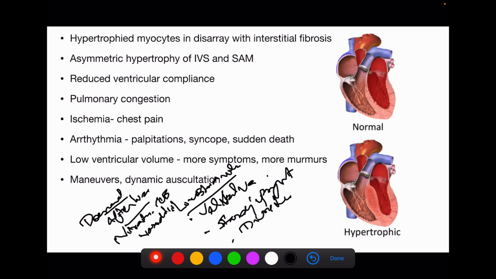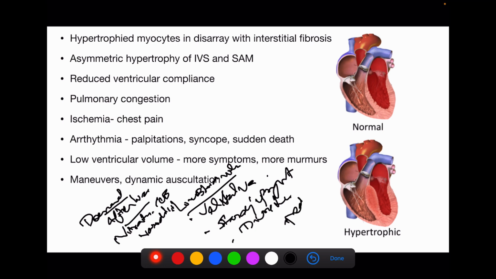So why does this happen? When you're decreasing the afterload, the gradient actually increases. When the gradient between the left ventricular cavity and the great vessels increases, there is a chance for the left ventricle to empty more completely. If the left ventricle empties more completely, there's going to be less blood, and this is going to create more symptoms and more murmurs. So you do not decrease the afterload in these patients, do not volume deplete the patient, and you do not increase the cardiac contractility in these patients.